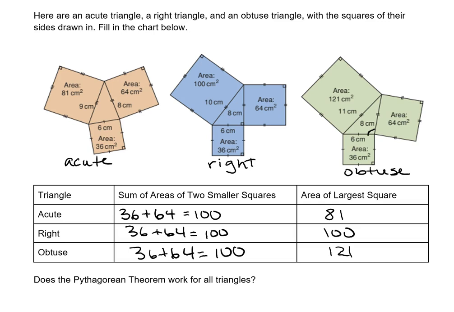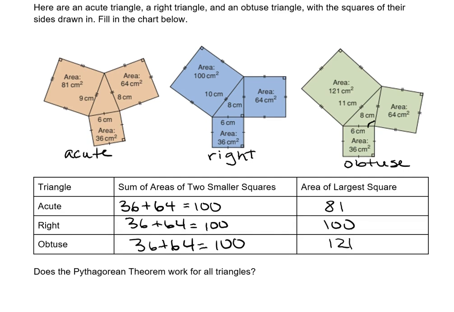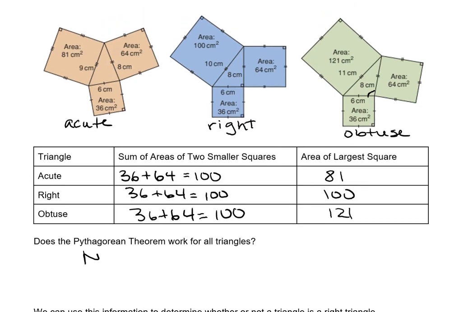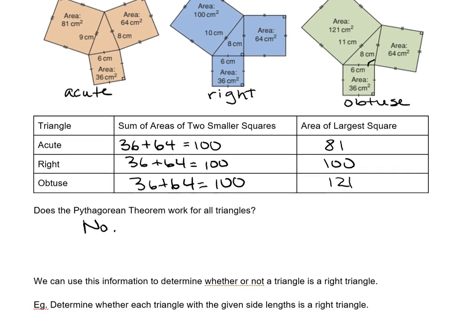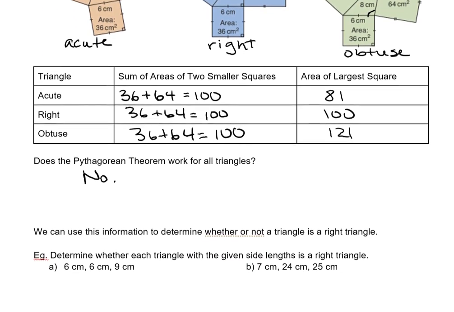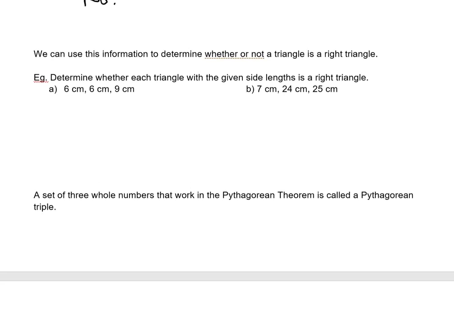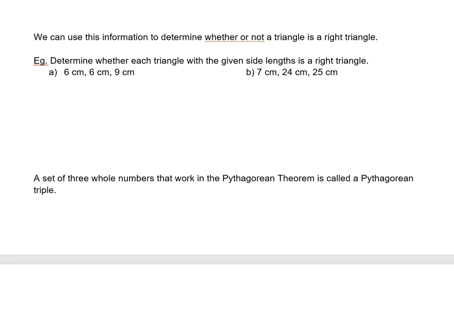So you'll notice here, with the acute, the largest square was smaller than the sum of the two smaller squares, and with the obtuse it was larger. So no, it doesn't work for all triangles. And that is really important to remember, because I've seen many students try to use the Pythagorean theorem when you don't have a right triangle. It doesn't work. But we can use this information to determine whether or not a triangle is a right triangle. So let's look at whether each triangle with the given side lengths is a right triangle.